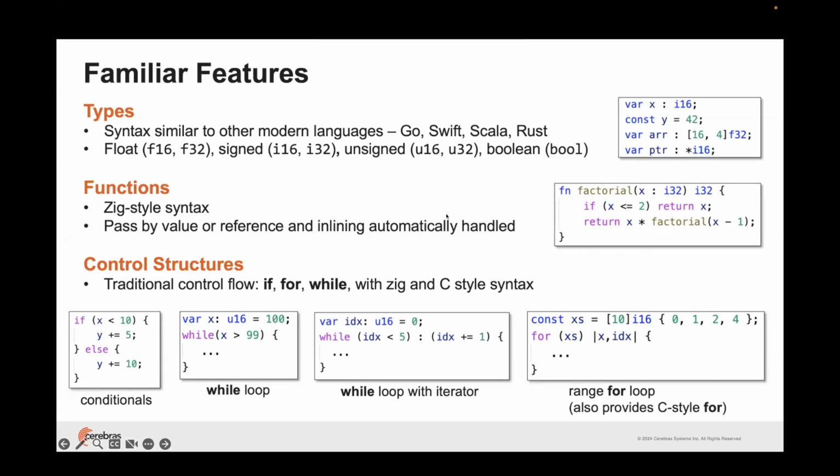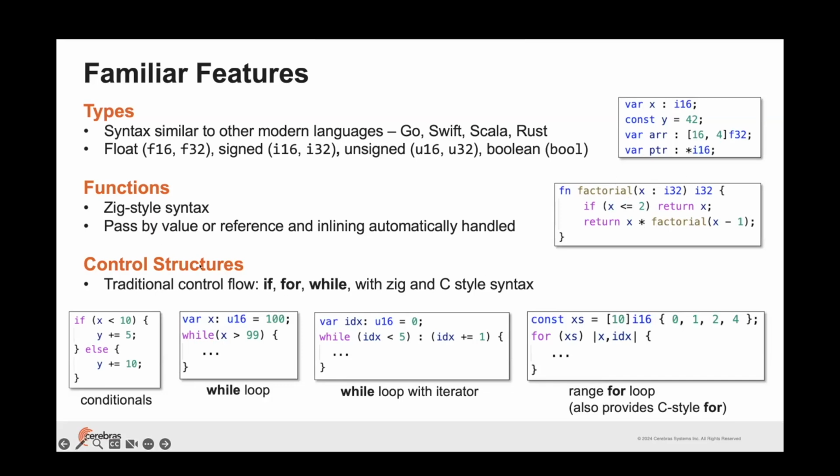Pass by value or reference and inlining automatically handled. What I really mean here is that basically everything is passed by value. If it's a pointer, the pointer itself is passed by value, but the underlying array is not copied. It's a reference via the pointer.